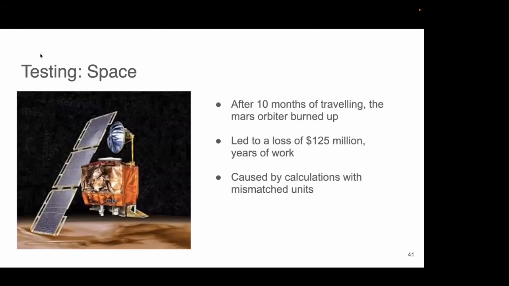So we can see an example of a very expensive case. We have a Mars rover. You might have heard about this during your A levels. I certainly did. It was a project by NASA collaborating with some other people I can't remember, and they launched this expensive Mars rover in space. And after 10 months of traveling, it burned up in orbit. And it led to a loss of 125 million, and years of people's life work.